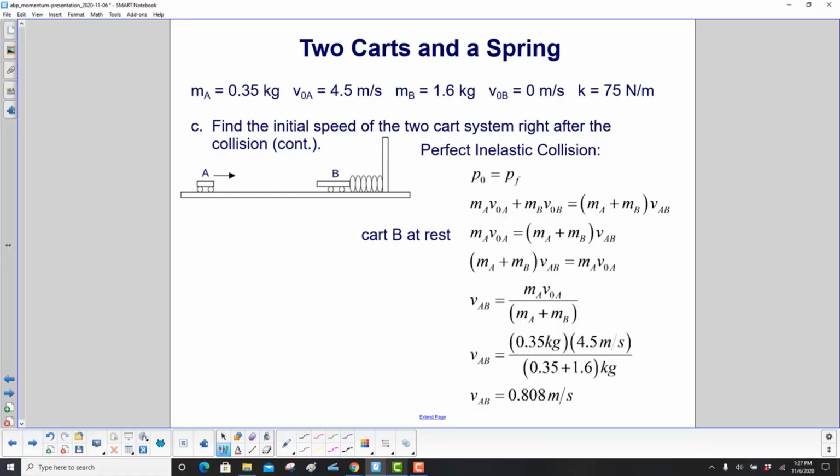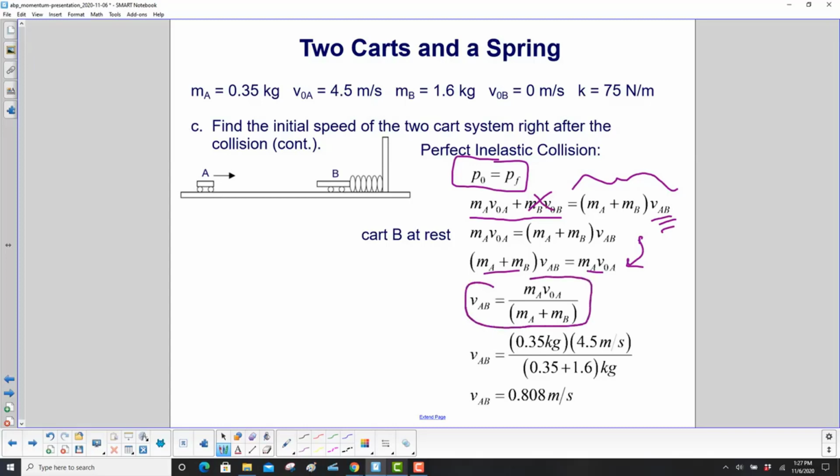So here's our perfectly inelastic collision. Initial momentum is final momentum. The initial momentum will be the individual momenta of both carts, A and B. And the final momentum, since it's stuck together, it works as one object. So the combined mass of m_A plus m_B times v_AB. And this is what we're looking for. Cart B is at rest, so we lose this term. We then switch sides here. So we have v_AB on the left side, that's what we're solving for. We divide through by m_A plus m_B, and here's our equation.